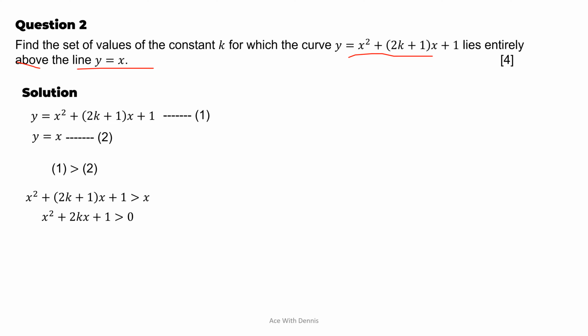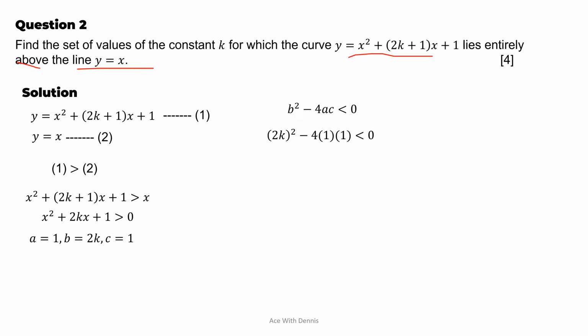We get x squared plus 2kx plus 1. And we can determine the values of a, b, and c. For this case, a is 1, b is 2k, and c is 1. Hence, since the curve is above the line, there are no roots. Therefore, b squared minus 4ac will be less than 0. Be careful here. Although we know that equation 1 is greater than equation 2, it doesn't mean that b squared minus 4ac is greater than 0. The reason is because we don't have any roots for this case.